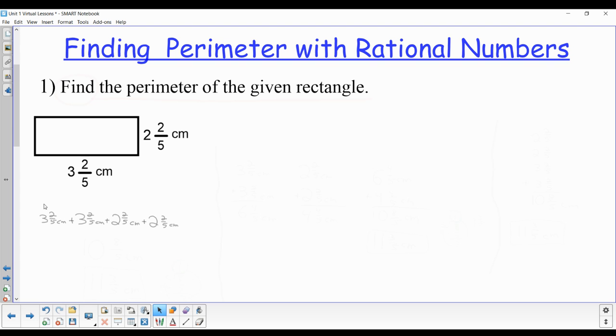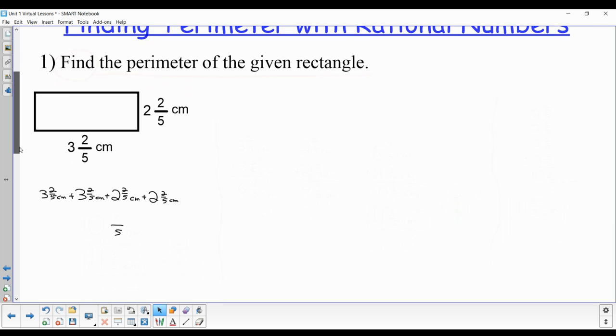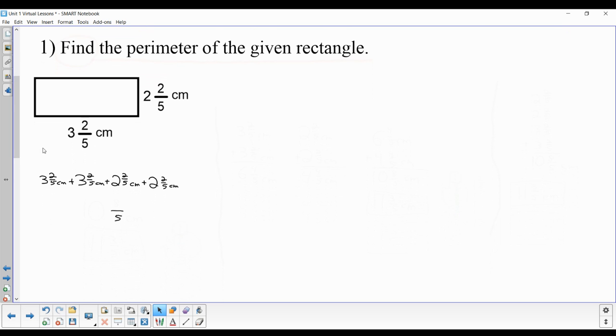So I'm going to take the 3 2/5 centimeters plus 3 2/5 centimeters plus 2 2/5 centimeters plus 2 2/5 centimeters and write it out longwise. There are multiple ways that you can show your work for this, and I'm going to show you a couple of them. Then, since they all have a common denominator of 5, I'll write down the 5 as a common denominator. If they did not all have the same common denominator, you would have to find the common denominator first. But they do. So I'm going to add the numerators.